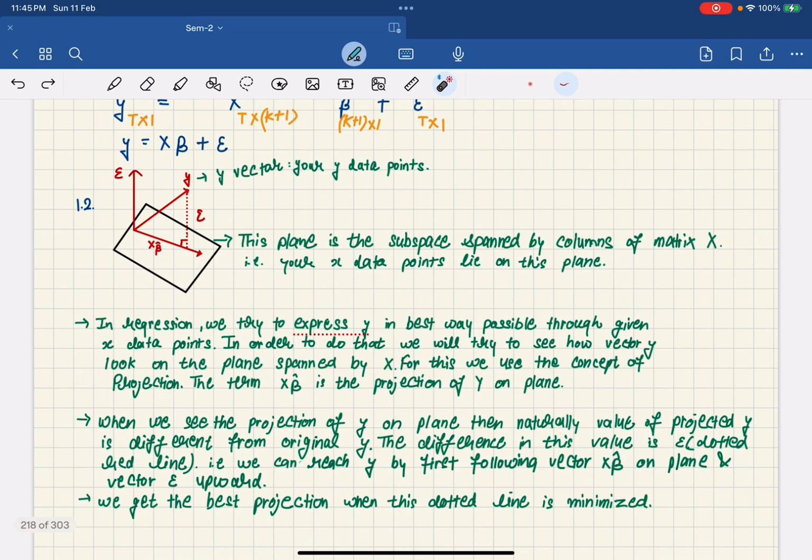Okay, and this E is the distance between Y and this plane. When we estimate these b hat parameters in the case in which we minimize this distance between vector Y and this plane, then we have our BLUE estimators, best linear unbiased estimators. This is the geometric interpretation behind our BLUE estimators in the simple regression model. Now we will look at how to estimate our parameters.